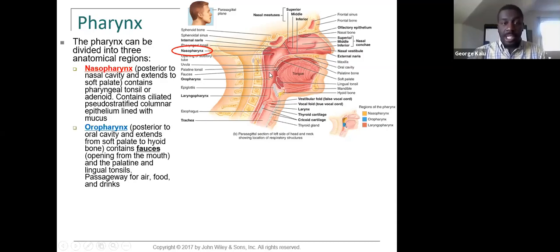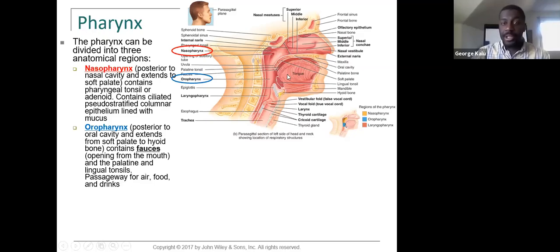When you move more inferiorly from the nasopharynx, you eventually reach the oropharynx, which has two openings, one from the nasopharynx and one from the oral cavity. To get food, materials, or air from the oral cavity into the oropharynx, it passes through a region called the fauces, which is right here. Inside the oropharynx, we have the palatine tonsils and the lingual tonsils. For that reason, the oropharynx is a passageway for air, food, and drinks.